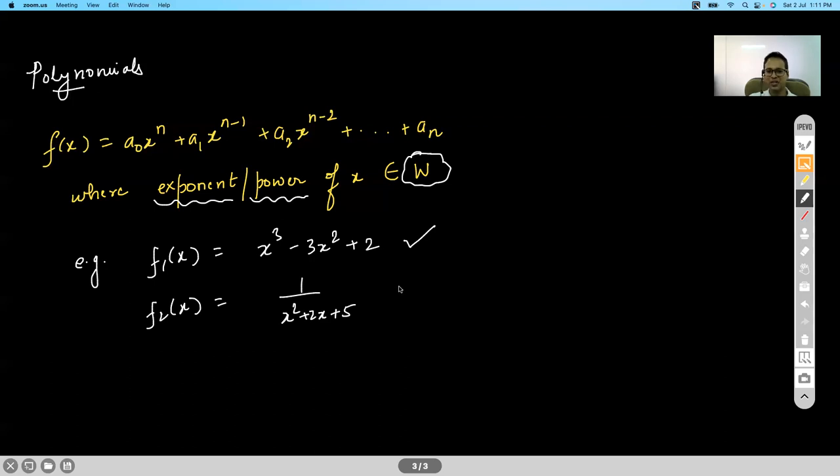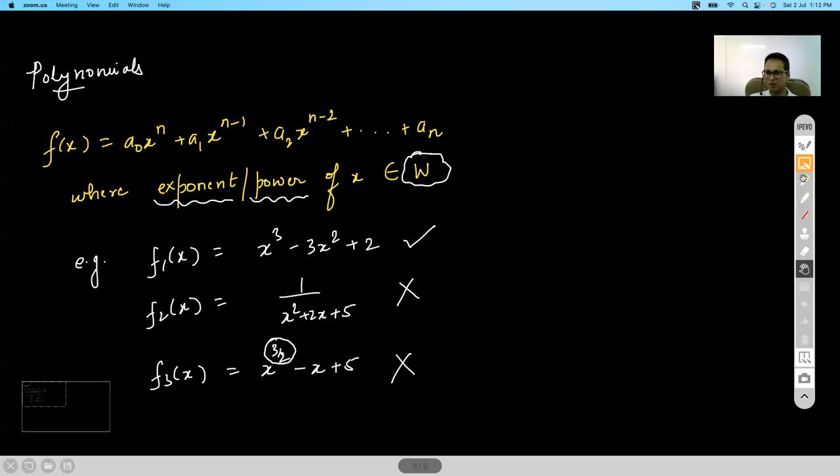No, it is not a polynomial because the structure of this doesn't match with this structure. It should have the structure like this. In this, I have not written something reciprocal of something, right? So this is actually a rational function, but it is not a polynomial. We will talk about rational functions in some time, not to worry. Try out this one. Is this a polynomial? x to the power 3 by 2 minus x plus 5. No, it is not a polynomial because there is a fractional power sitting over there. I hope everybody is clear about the polynomial concept.